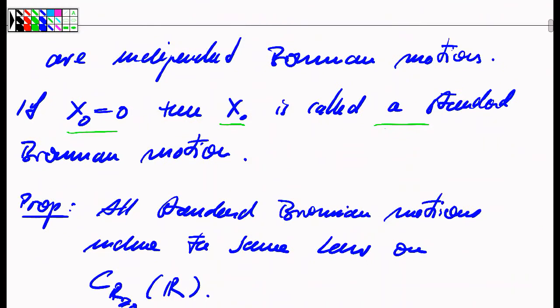Okay, and now you could ask the question, to what extent is a Brownian motion unique? Well, there are different concepts for uniqueness, or for saying that two processes are equivalent. For instance, you could say that two processes are identified when the corresponding finite dimensional distributions coincide.